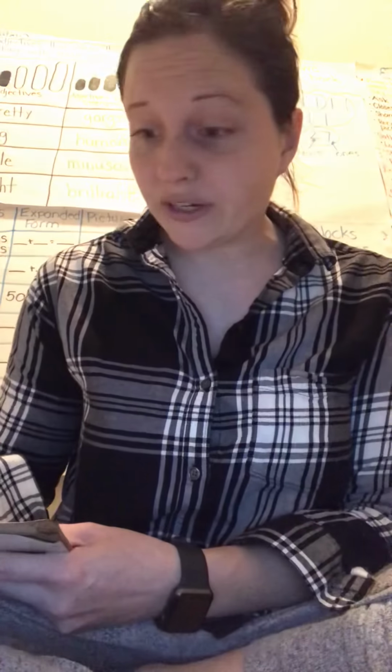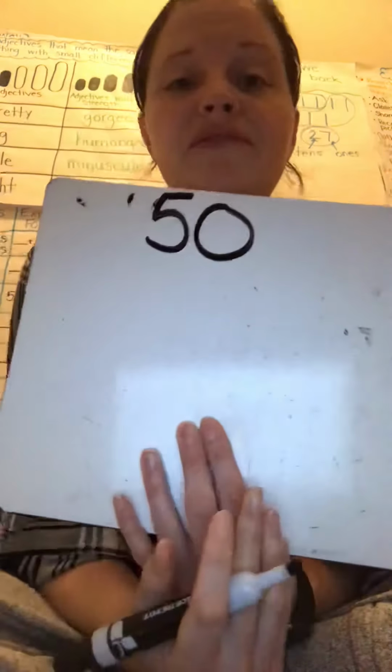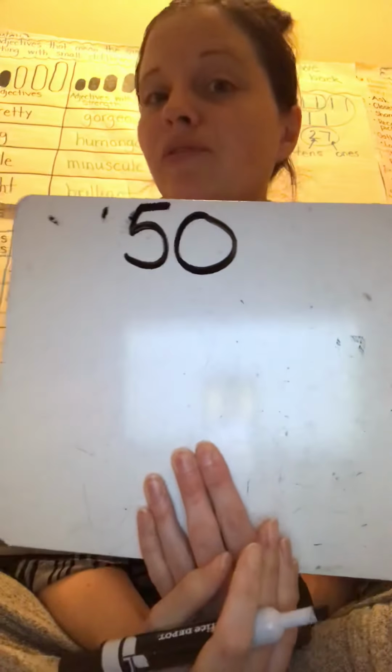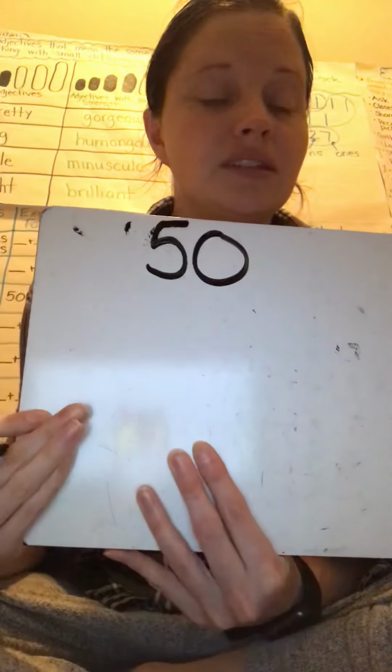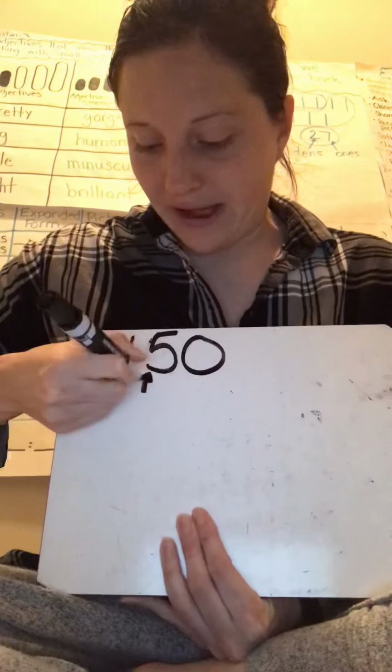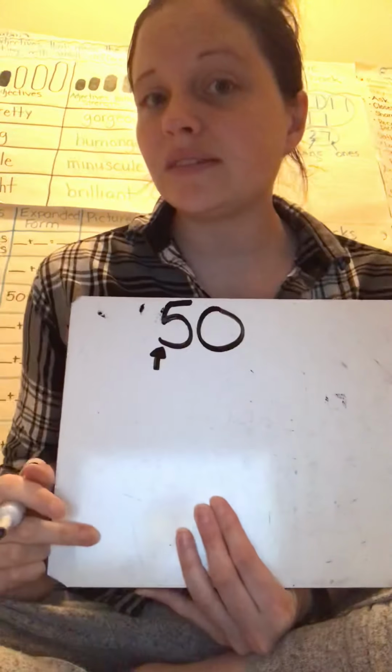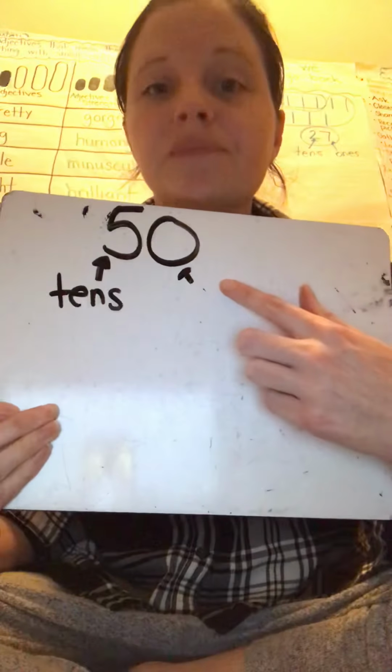Now hopefully I don't trick you. I want us to do 50. So before we get started, we need to remember what's our tens place and our ones place. So what do we call where our 5 is? Is that our tens or our ones? That's our tens. And then over here is our what? Ones. Good. The one all the way to the end is our ones.